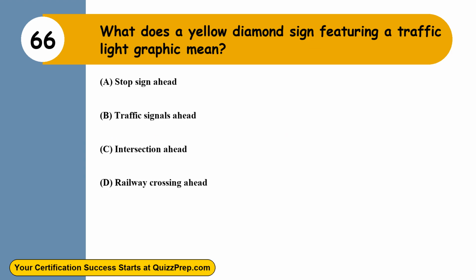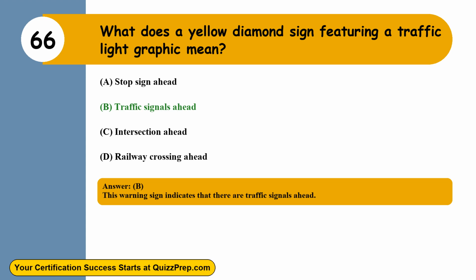Question 66. What does a yellow diamond sign featuring a traffic light graphic mean? Option A, stop sign ahead. Option B, traffic signals ahead. Option C, intersection ahead. Option D, railway crossing ahead. The correct answer is option B, traffic signals ahead. This warning sign indicates that there are traffic signals ahead.